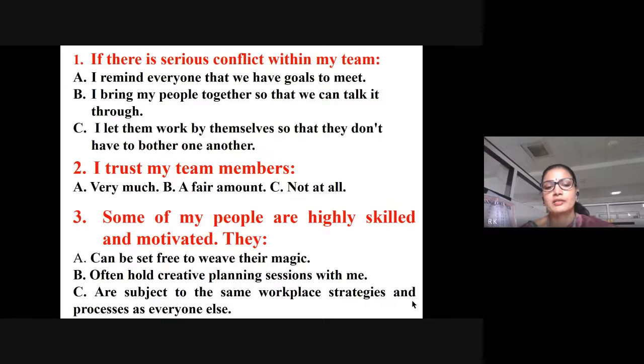Moving on to the second question: I trust my team members. So I trust them very much, or a fair amount, a little amount, or not at all. I don't trust them because, in my absence, they don't work; in my presence, they work. So what's your opinion? What's your take on this?